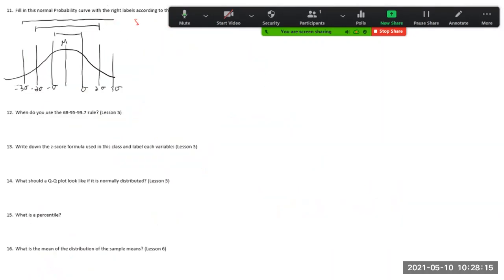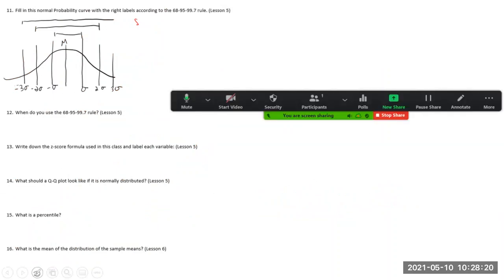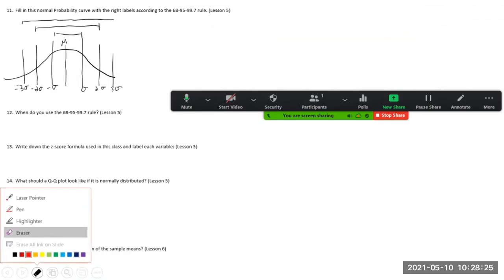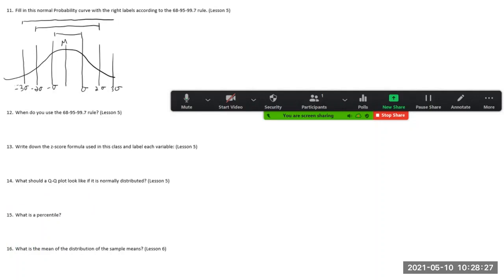Moving on, number 11 asks you to fill in the normal probability curve with the right labels according to the 68, 95, 99.7 rule. And so the 68, 95, 99.7 rule says that between -1 and +1 standard deviations away is 68% of the data. And then 95% of the data is between -2 and +2 standard deviations away. And then between -3 and +3 is 99.7% of the data for a normal distribution.